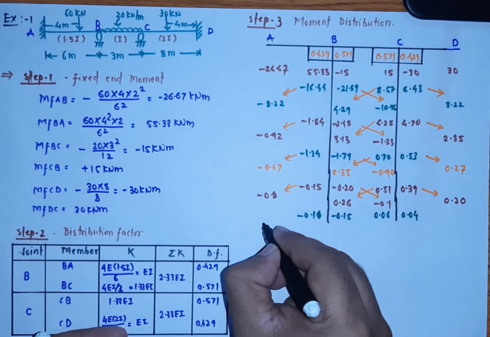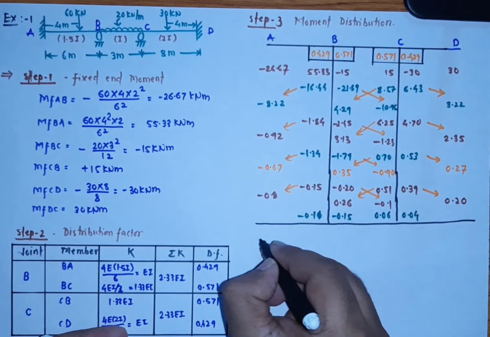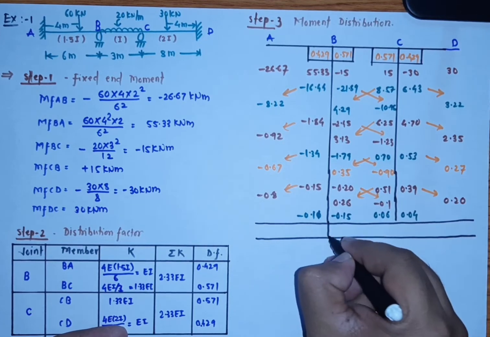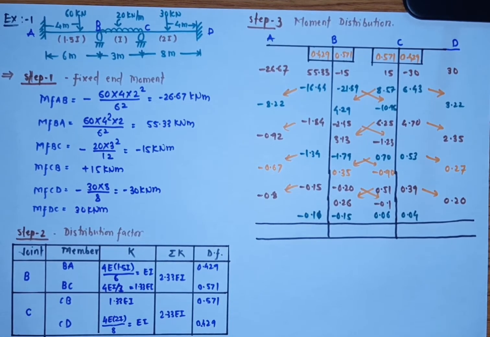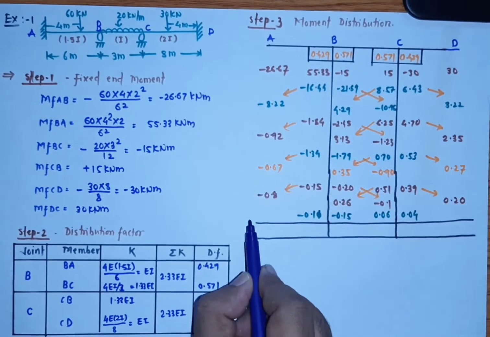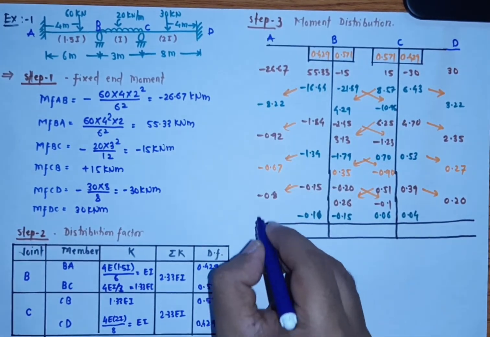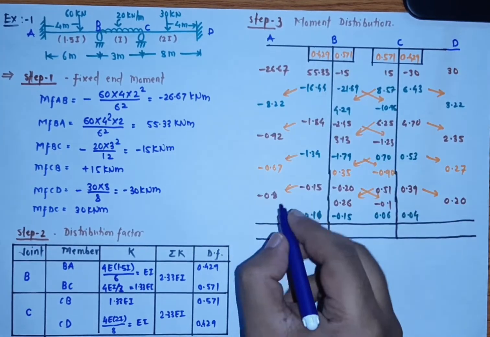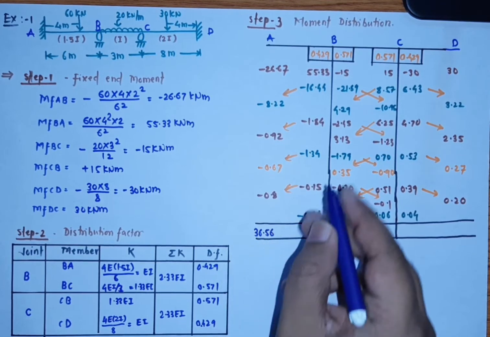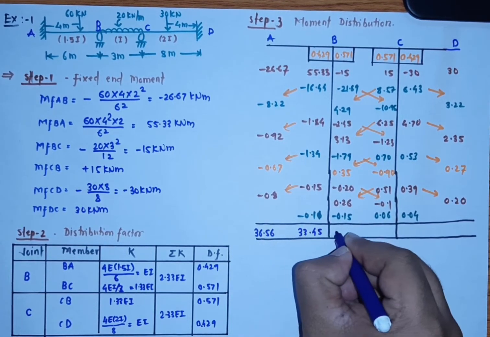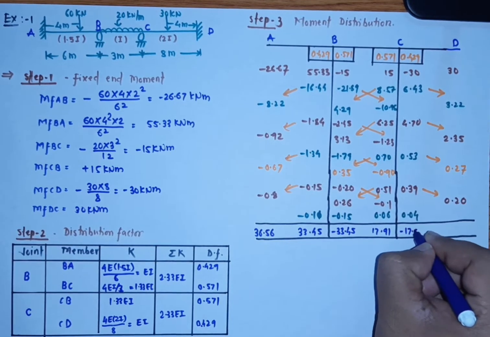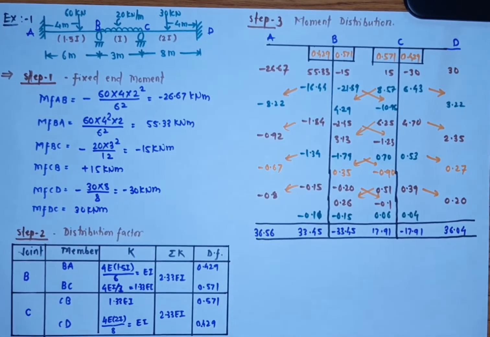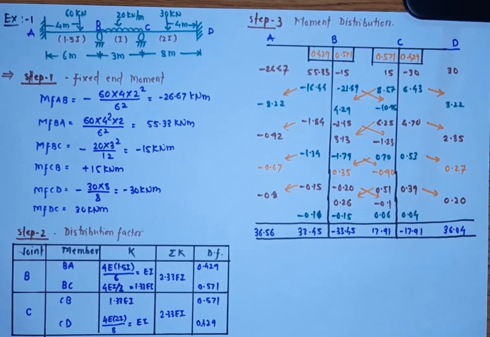Now what we have to do is add all these values so that we can confirm whether at the joints our moments are the same or not, plus and minus. We have to add from this point to this point, that is from fixed end moment to the balancing. So when we add this column, we'll get a value as 36.56. This will be 33.45. This will be minus 33.45. This will be 17.91, minus 17.91. This will be 36.04. So ultimately at a joint, our moments are equal. Now we can say that our problem is completed.